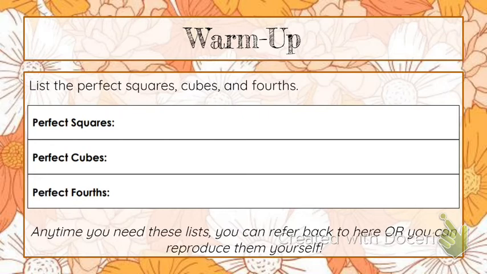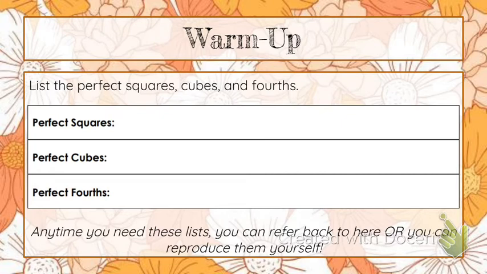If you square 2, you get 4, and if you take the square root of 4, you get 2. These are called inverse operations. So knowing our perfect squares will help us with taking square roots of numbers. So we're going to list perfect squares, perfect cubes, and perfect fourths. I want us to list the first 10 of each.